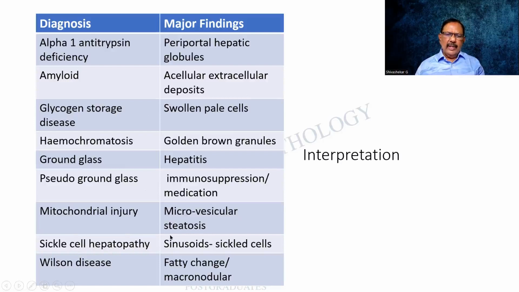Sickle cell, quite rare, and within the sinusoid there can be sickle cells. This can be kept as an exam slide, not in the liver very commonly, but in the spleen. It is one of the common exam slides. Just have it in mind. Wilson's disease, a macronodular cirrhosis.